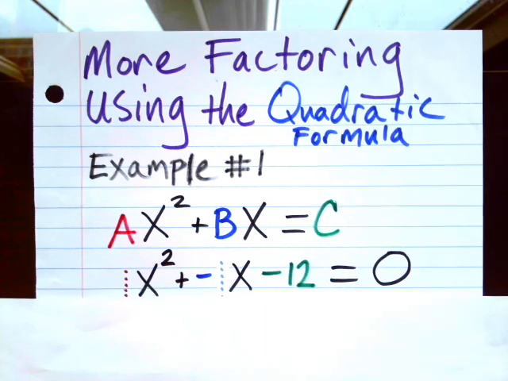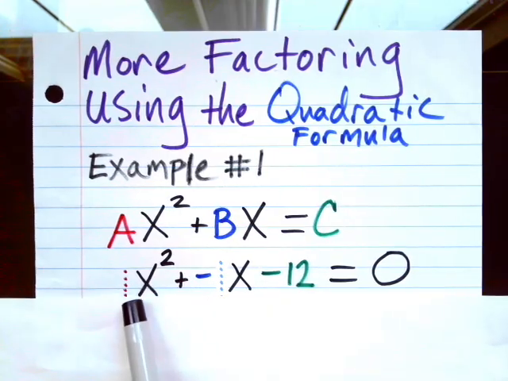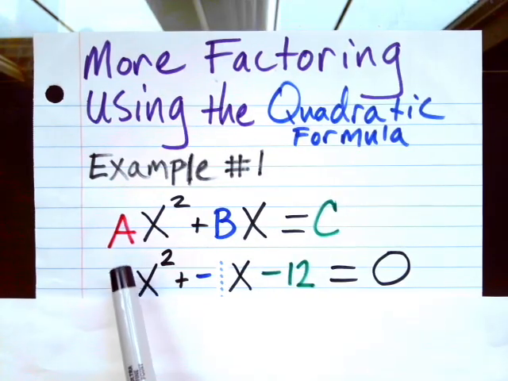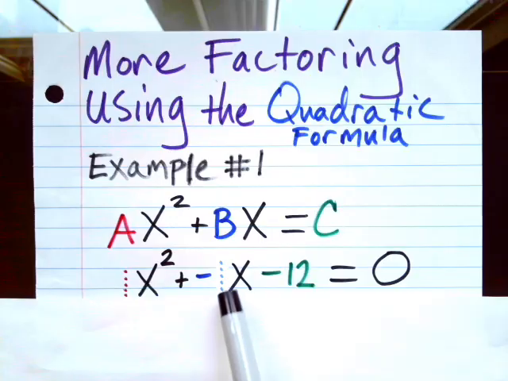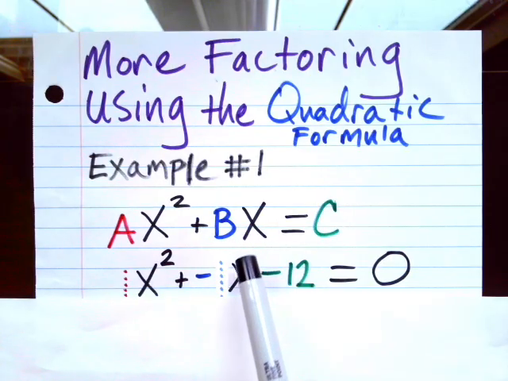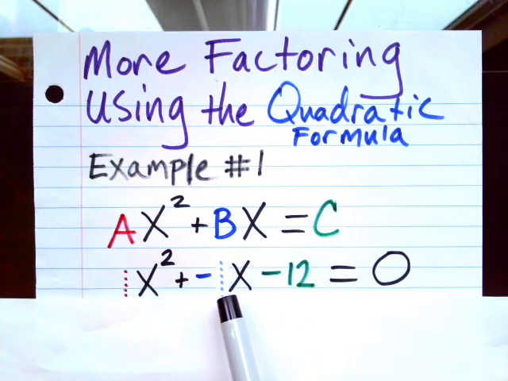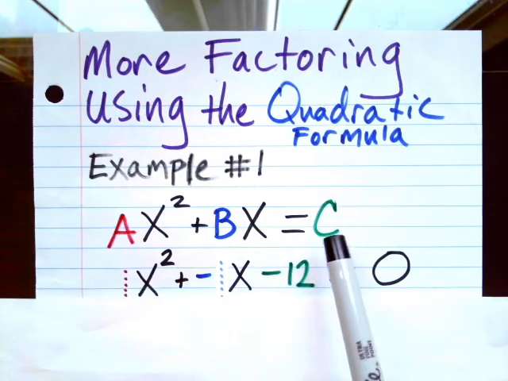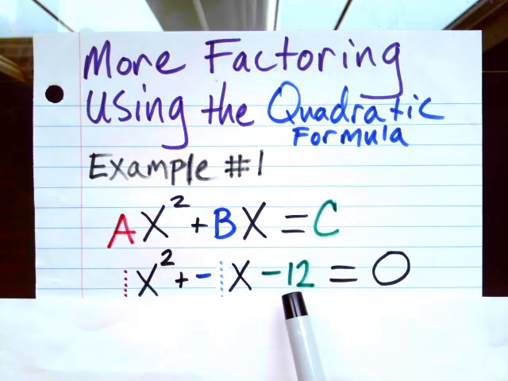So here my A value is an invisible 1, right? If you're not familiar with invisible ones, please check out my videos. I talk in depth about invisible ones. It helps to clarify. I use a dot, dot, dot, but you can just write a solid 1 here if you like. The B value in front of this X value is a negative 1, so that's a negative invisible 1. It's just a negative 1. And then my C value on the left side of the equal sign is a negative 12.